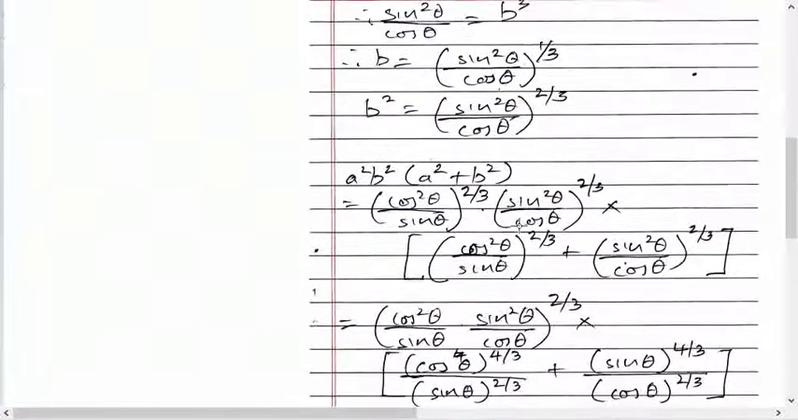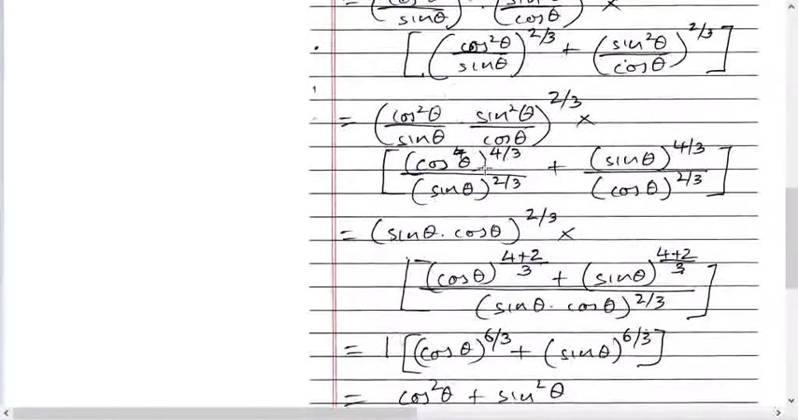So the target of focus now. What is the focus? A square b square into a square plus b square. Put the values. Cos square theta upon sin theta, the whole raised to 2 by 3 into sin square theta upon cos theta, the whole raised to 2 by 3 into, now square bracket, this a square, cos square theta upon sin theta, the whole raised to 2 by 3 plus sin square theta upon cos theta, the whole raised to 2 by 3, bracket close, right?